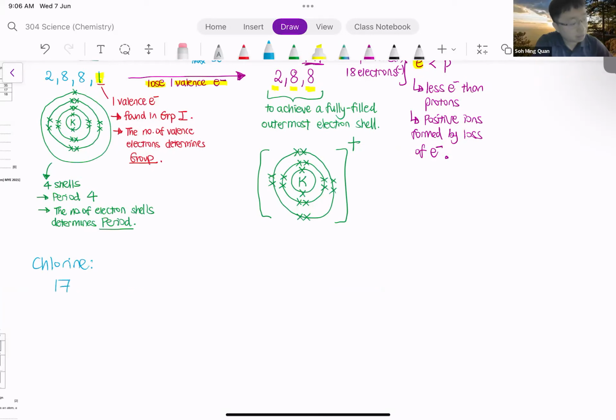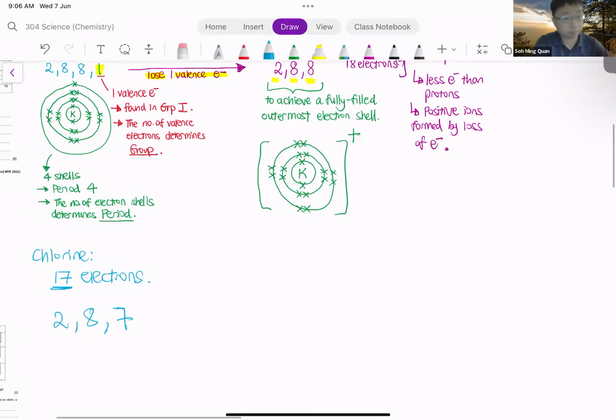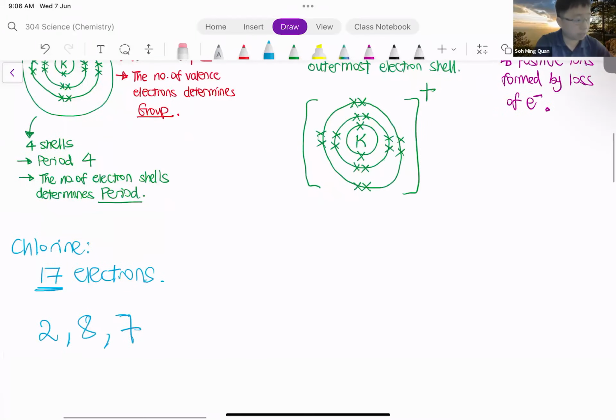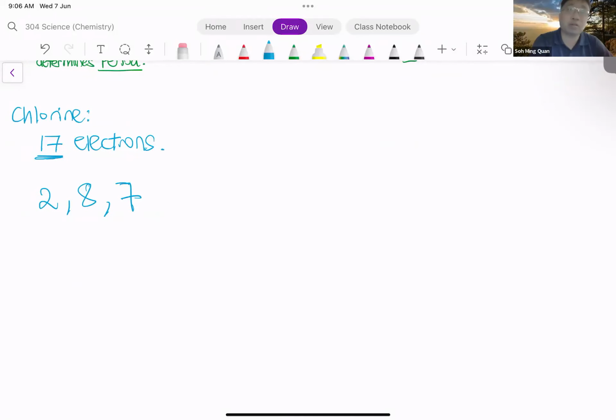chlorine has 17 electrons, so it's 2, 8, 7. First shell is always 2. Second shell, maximum 8. 2 plus 8 equals 10. That means you've got 7 more. Can the 7 fit into the third shell? Yes, because the third shell can hold a maximum of 8. So if it's just 7, it can still fit into the third shell.